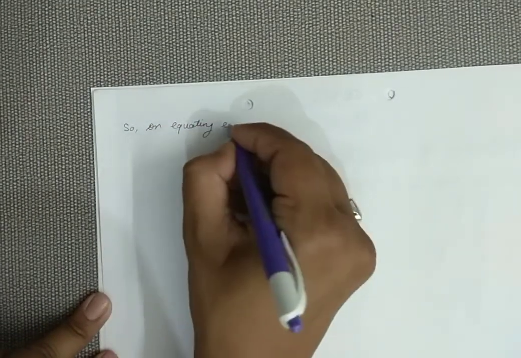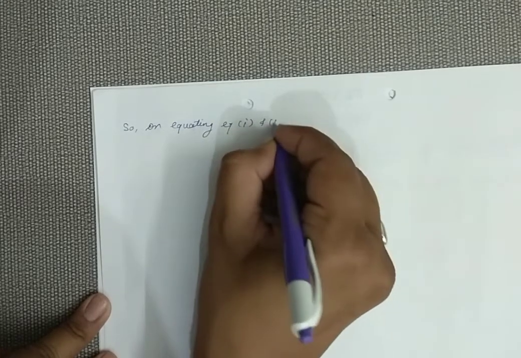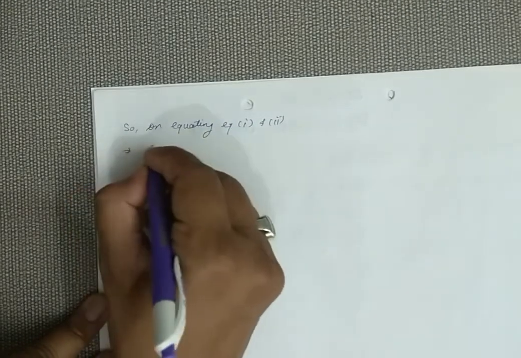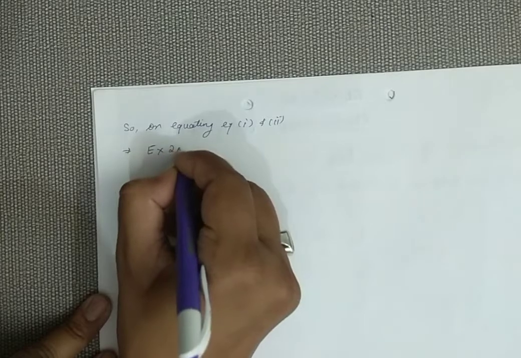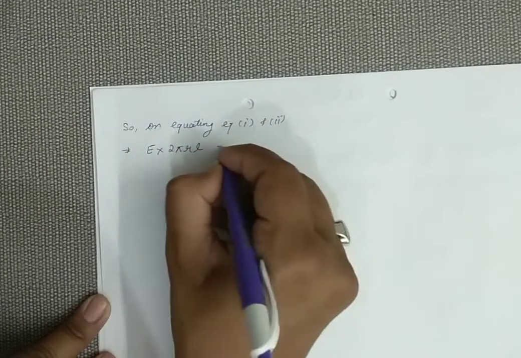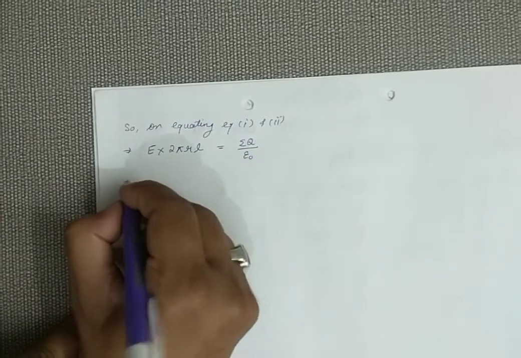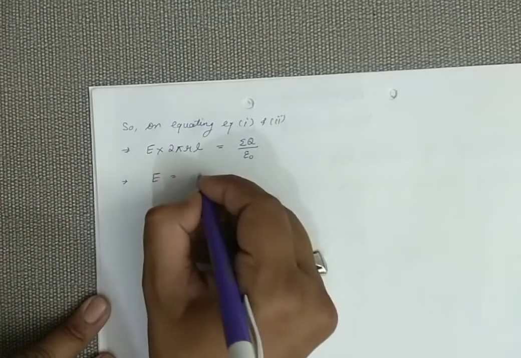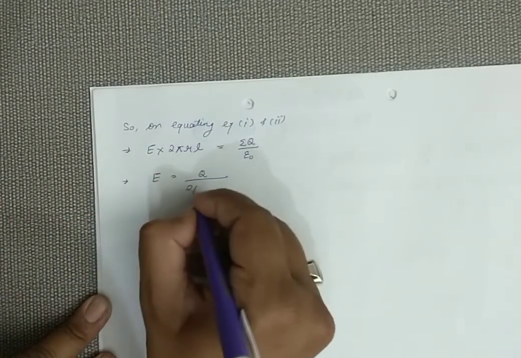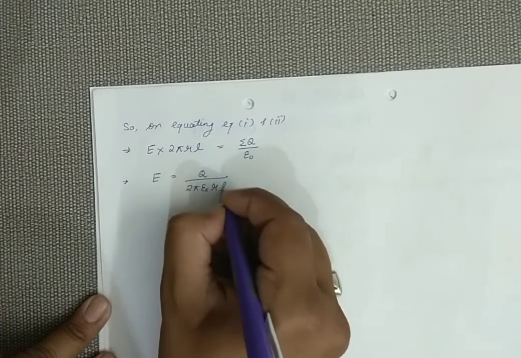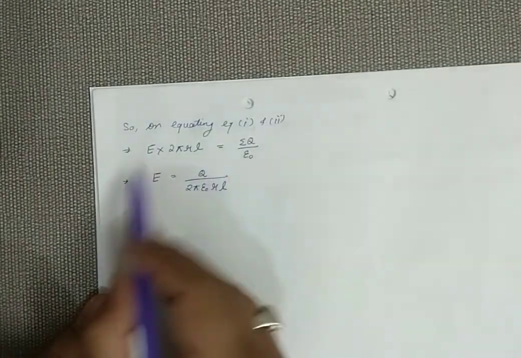On equating equation first and second, if we equate both the equations, we will get E into 2 pi RL equals to total charge divided by epsilon naught. So your electric field is equal to total charge over 2 pi epsilon naught times RL. So this is one of the forms.